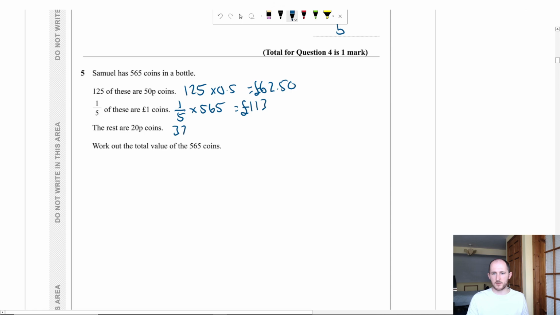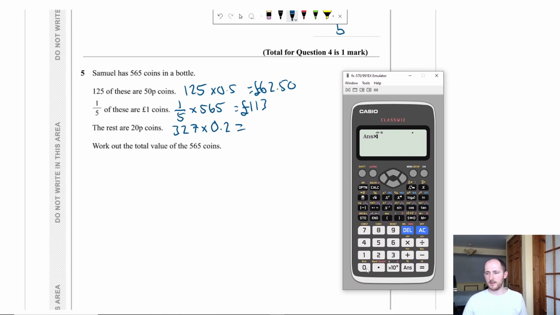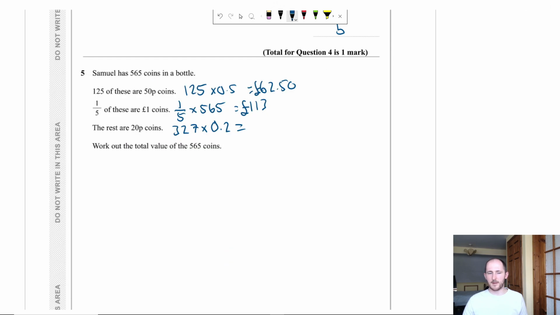So we want to do 327 multiplied by, and what's 20p in terms of pounds? 0.2. The way I'd write that is £0.20. So we take that and multiply it by 0.2, which gives me an answer of £65.40.